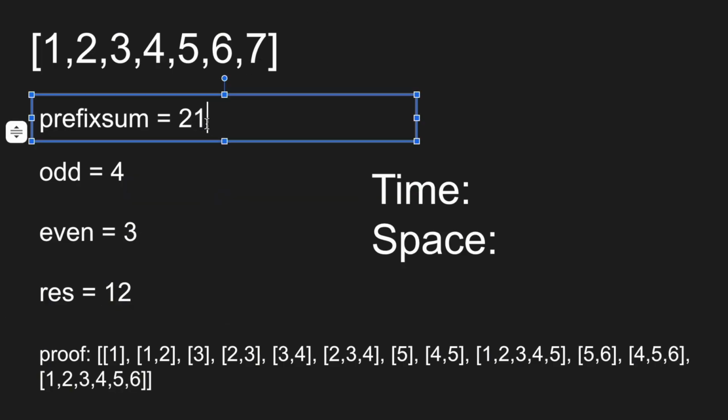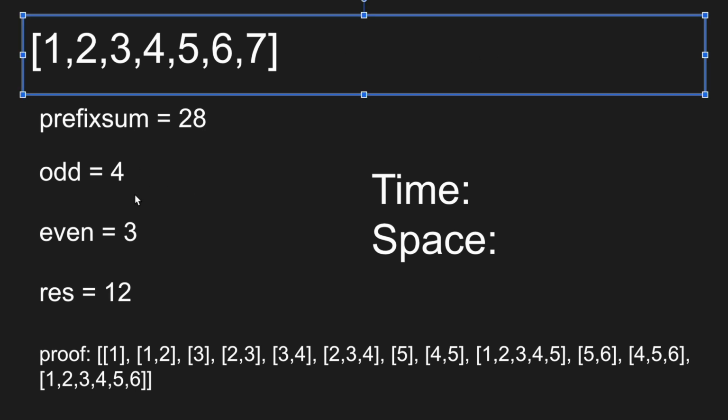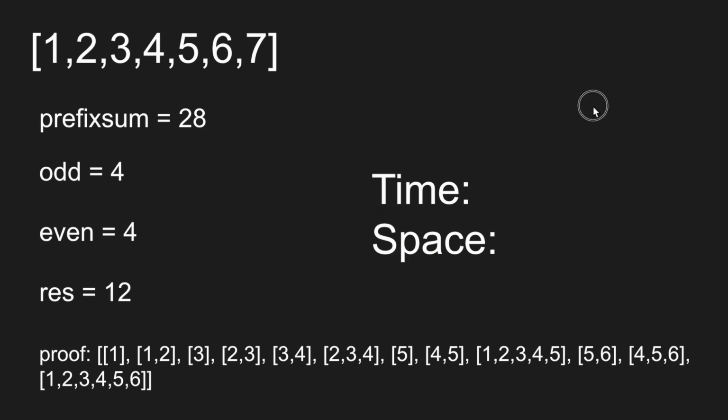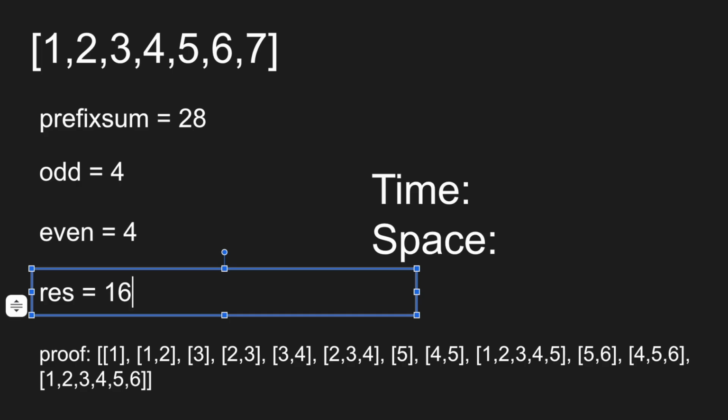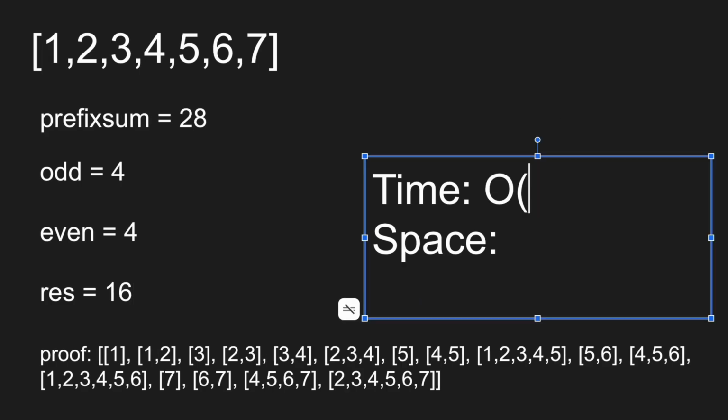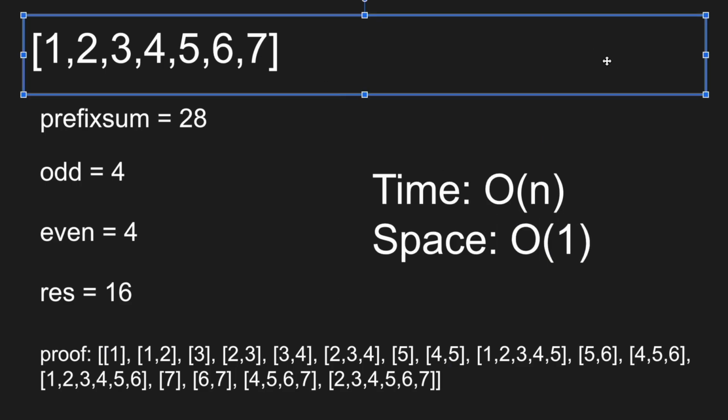We add 7 to the prefix sum, so now it's 28. It's an even number, increment even by 1. Then we add odd to the result, which is 16. So the time complexity would be O of n, where n is the number of elements in the array, because we need to iterate through each element once. And the space complexity would be O of 1 because we are not using any extra space.